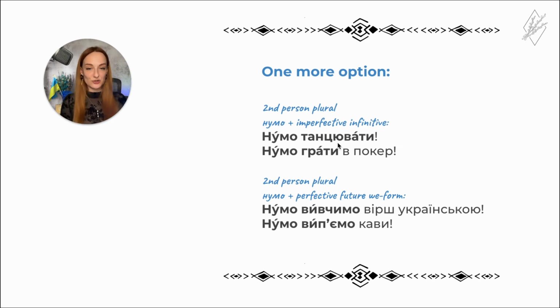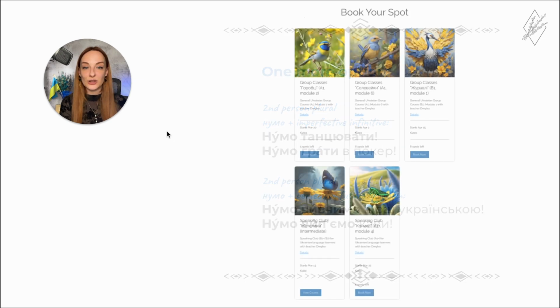Plus, this structure is very simple. You either use the infinitive or the perfective future we form with the word нумо. You don't need to think which ending there is, which group of the verb it is. You can use it with any verbs. So maybe you would even like this structure more. Who knows? But anyway, I wanted to give it to you so you could be sure that you can use it.